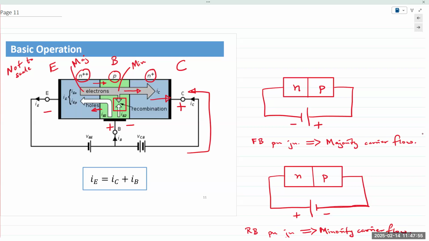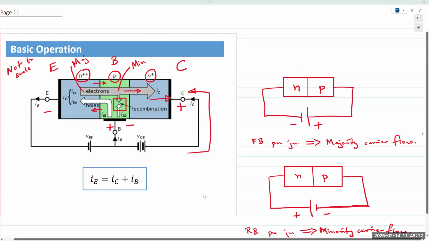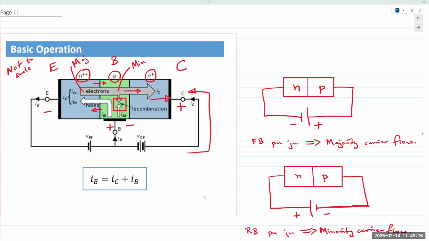First of all, current's not flowing from emitter to collector. Current's going from collector to emitter. Okay, so electrons are flowing from the emitter to the collector. And so once again, repeat your point. Yes, the base is modulating the current, in a manner of speaking.